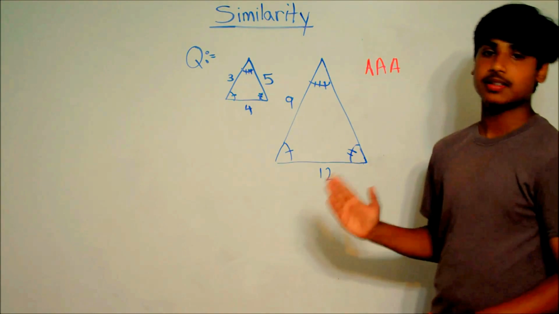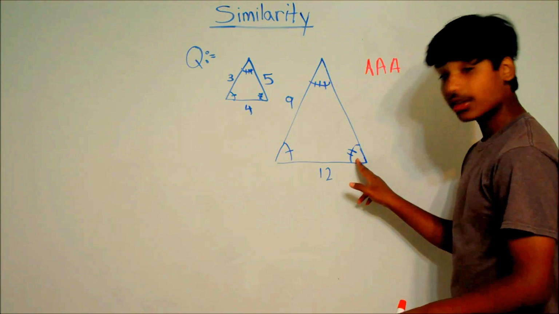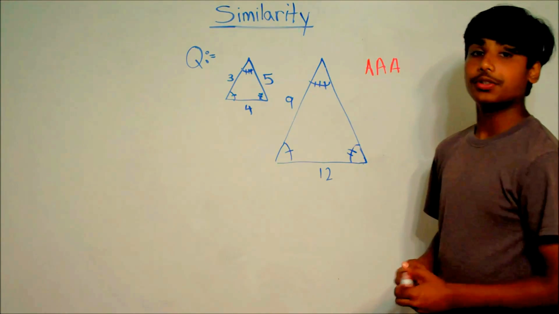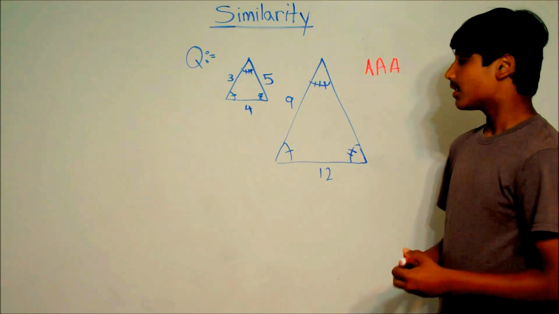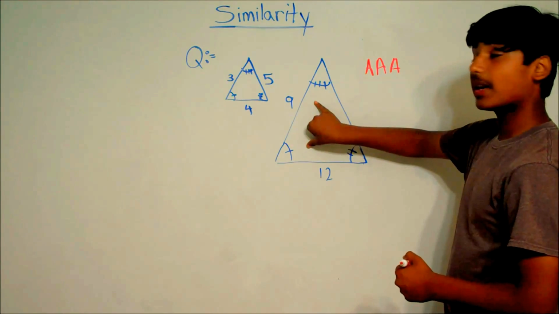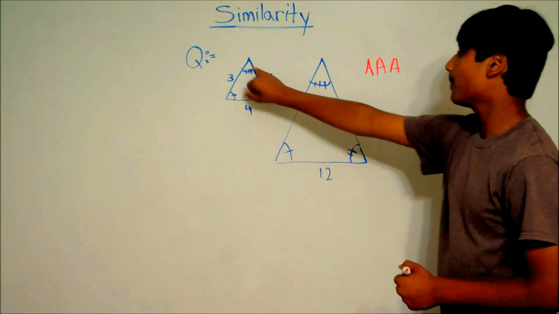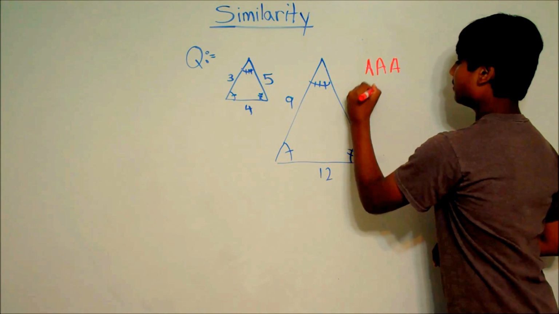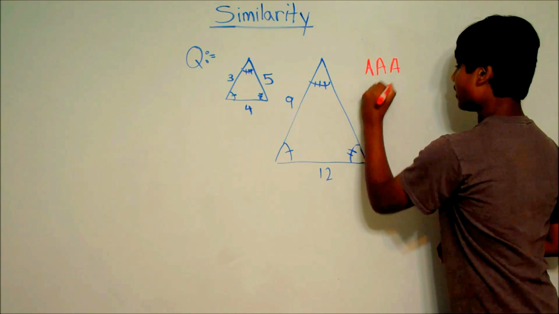Another way that we could prove that is, if two angles were similar, then the other one would have to be similar, because all three angles have to add up to 180 degrees. So if two corresponding angles are similar to each other, the third one would have to be similar. So we could just break this down into the AA conjecture.